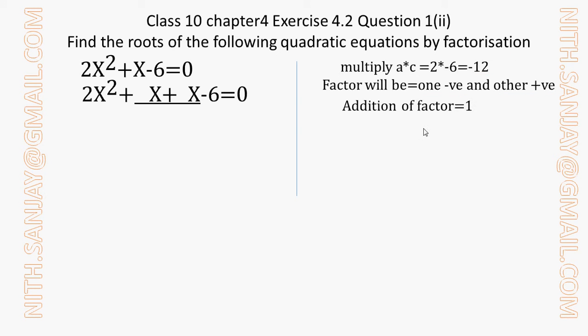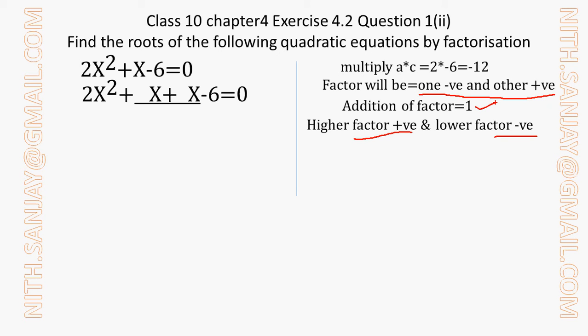The next condition is that the addition of these two factors has to be 1. So from here we can conclude that the higher factor will be positive and the lower factor will be negative. Why is it so? Because one factor has to be negative and one positive, and their addition should be positive. It means that the higher number should be positive and the lower number should be negative. Only then will we get a positive addition.